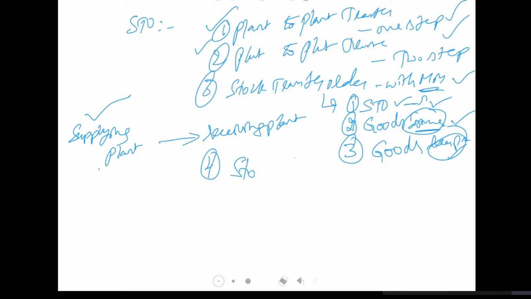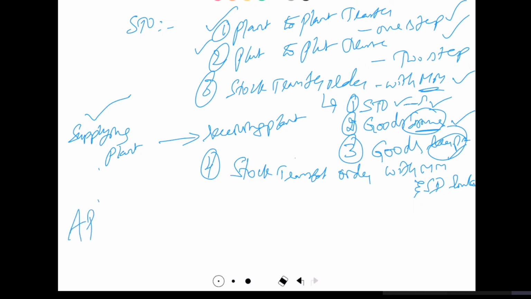Yeah. Now coming to the fourth one. Again, stock transport order with MM and SD route. With MM and SD route. Why, sir? Why do we need SD here? Sales and distribution. Why do we need SD? Let's assume that.